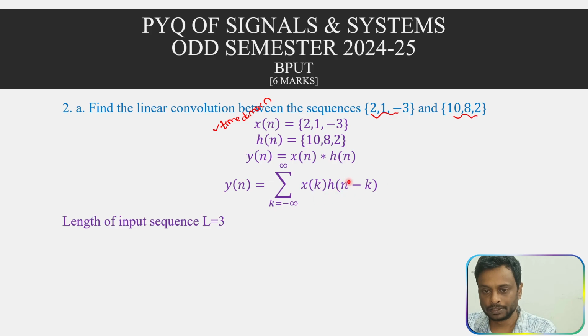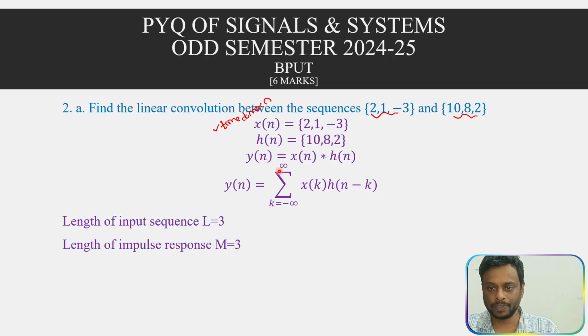So next, what is the length of the input sequence? You can see this is a 3-point sequence, so the length of the input sequence is designated as L. So L here is 3. Similarly, the length of the impulse response, that is M, is equal to 3.